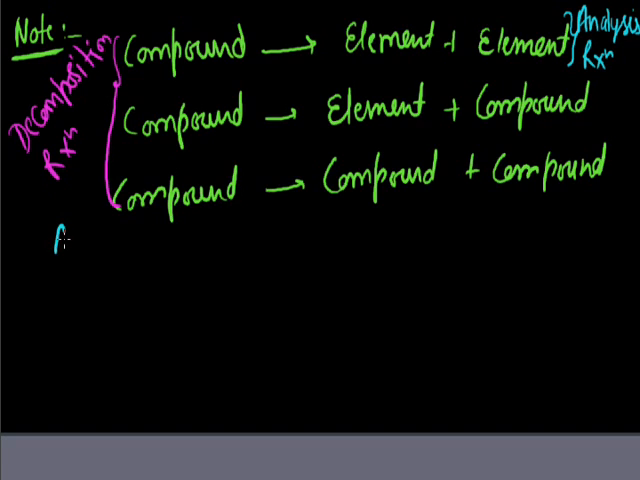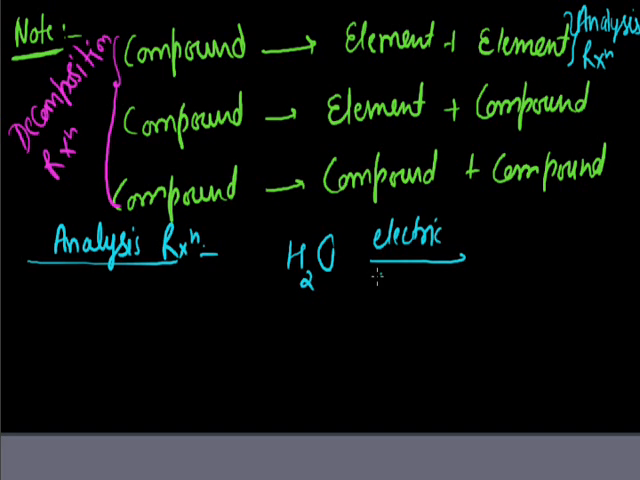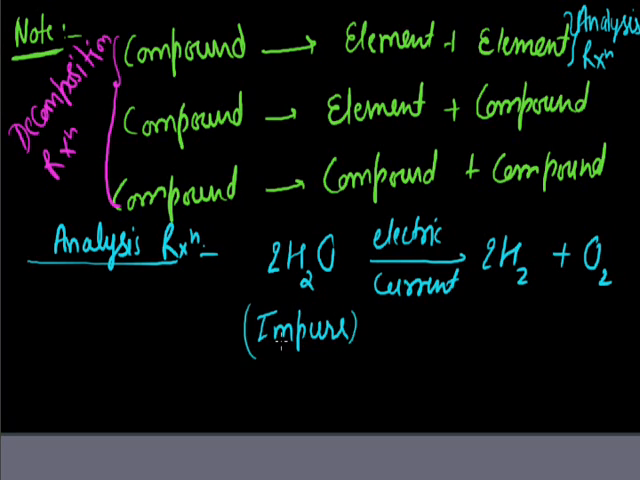Now we can take some examples of analysis reactions. First one is water. When we flow electric current through water, it converts into H2 plus O2, that is hydrogen and oxygen. We can balance it by writing 2 in front of H2O and 2 in front of hydrogen. The reaction is balanced. In this reaction we observe that water breaks into hydrogen and oxygen. This is also a type of decomposition reaction, but here a compound breaks into element plus element, so this is an analysis reaction. An important fact is that the water should be impure, because in pure water electricity doesn't flow. So we should use impure water, that is slightly acidic, slightly basic or slightly salty water.